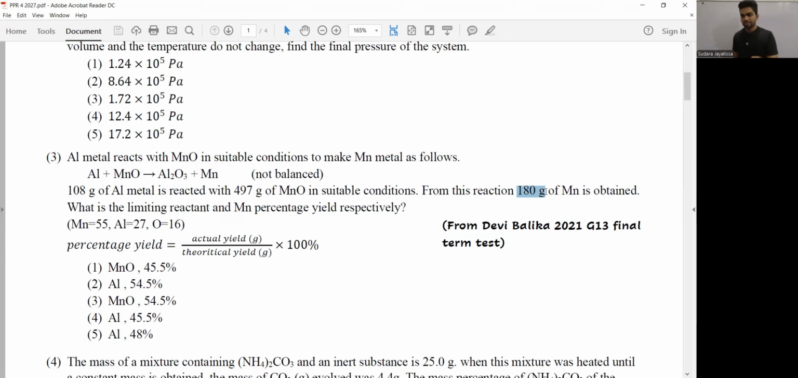Convert that to grams. That is your theoretical yield. Okay, then plug them into this formula and get the answer.